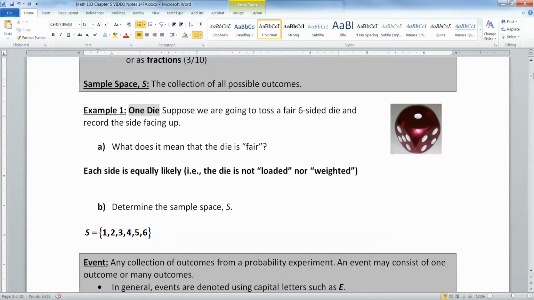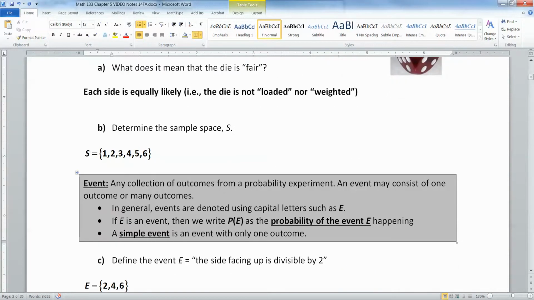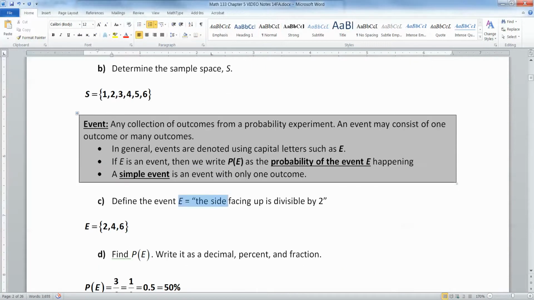So for example, rolling a 1 is a simple event because there's only one way to do it, rolling a 1. All right, so let's define the event E: the side facing up is divisible by 2. Divisible by 2 means that it's even. So there are 3 sides that do that, 2, 4, and 6. So event E is {2, 4, 6}.